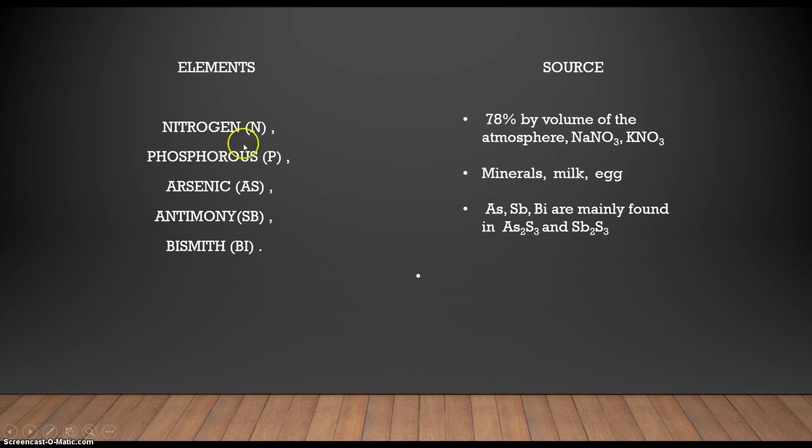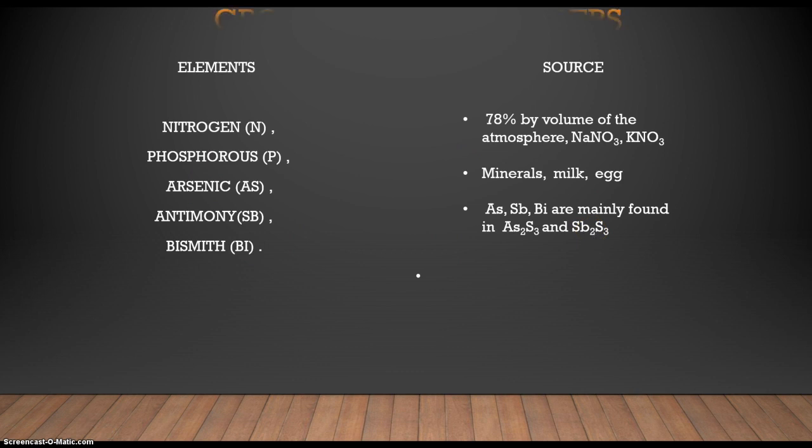Now phosphorus, what are the sources of phosphorus? Phosphorus is mainly found in the form of minerals, and also in milk and egg in the form of phospholipids. What are the sources of arsenic, antimony and bismuth? They are mainly found in some sulfide ores. As you can see over here, arsenic sulfide As2S3 and antimony sulfide Sb2S3. So these are the primary sources of these 5 elements.